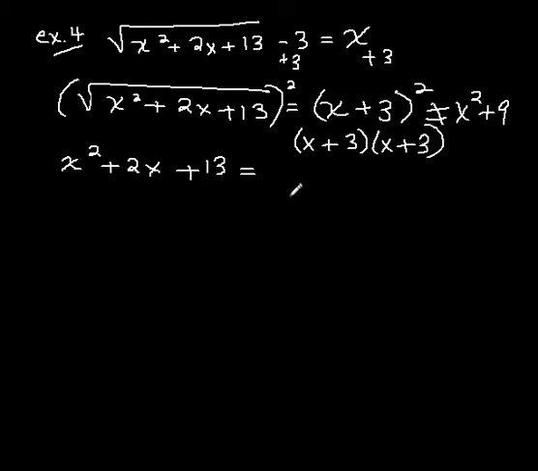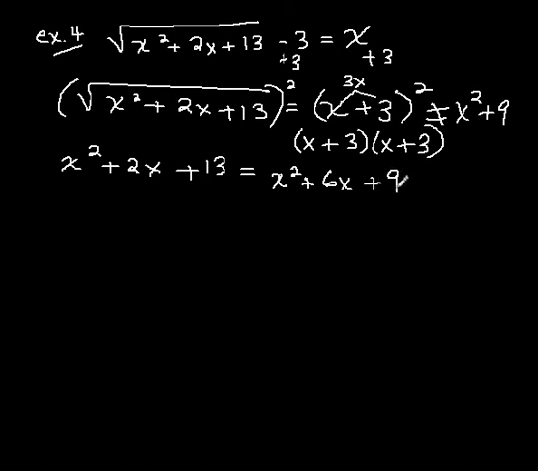Use FOIL. Now anytime you have a binomial squared, there's a little rule. You can either do first, outer, inner, last, or you can do this little rule. And if you can learn this rule, it will help you in the future to do problems faster. You square the first term, multiply these guys together, times 2, because it's x, and square the last term.